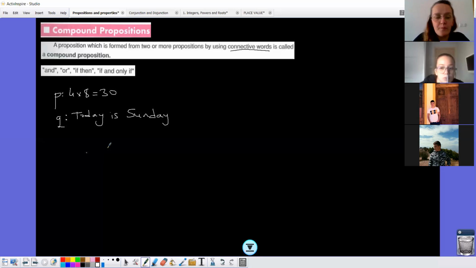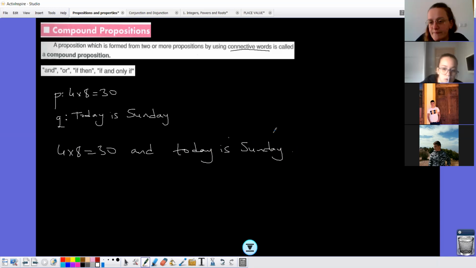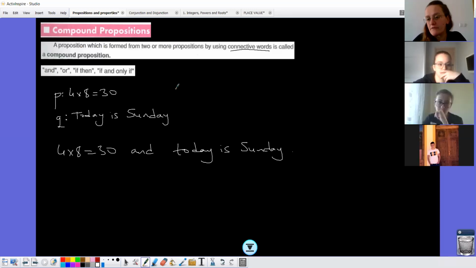So what will be a compound proposition of these two? 4 times 8 is 30, and today is Sunday. This is the compound proposition. We have two or more propositions, and we are connecting them with the connective words. Which ones are the connective words? And, or, if then, or even if and only if. Are you writing this?